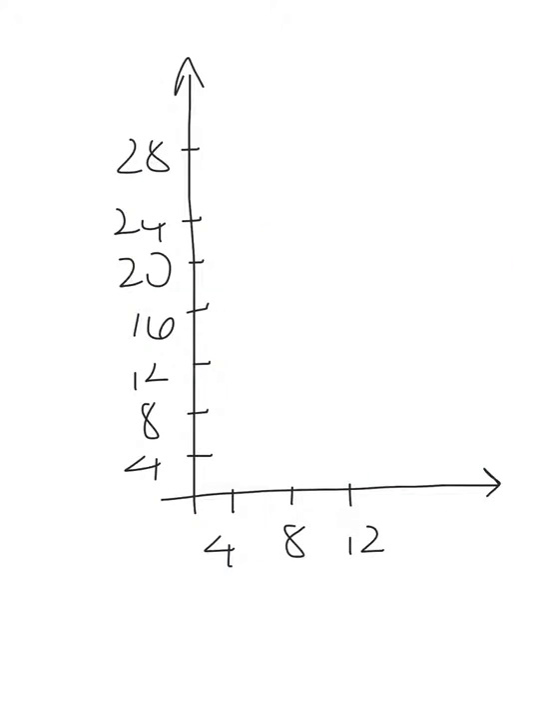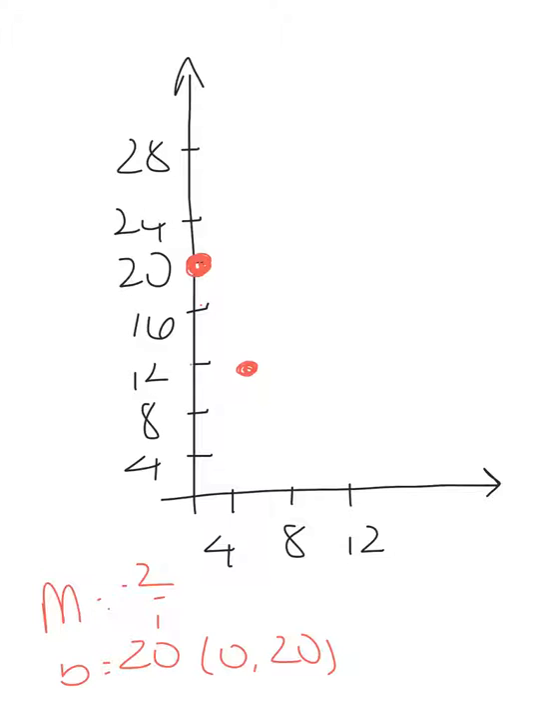So if I want to graph the equation, remember we're going to start with our y-intercept first. My slope was negative 2 over 1. My y-intercept was 20. I'm going to graph the 20 first, so I'm going to go up to 20 on my y-axis. From there, I'm going to go down 1, 2, and over 1. I'm going to go ahead and do that again, going down 2 and over 1.